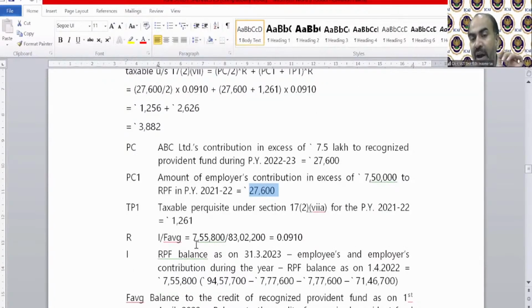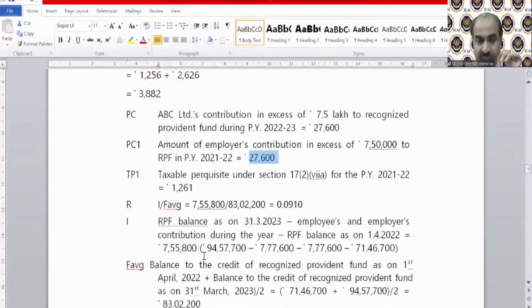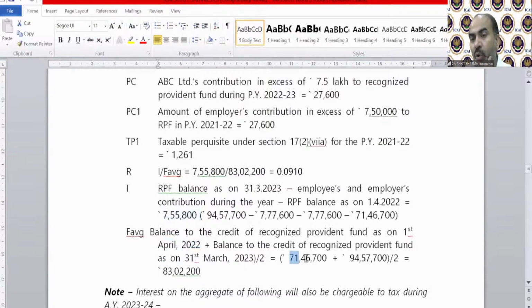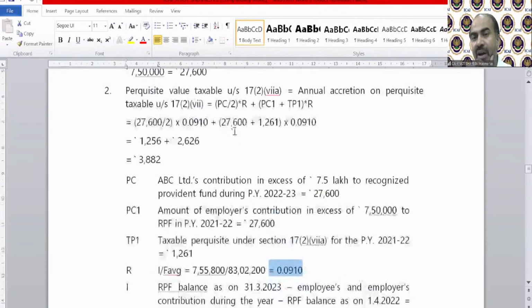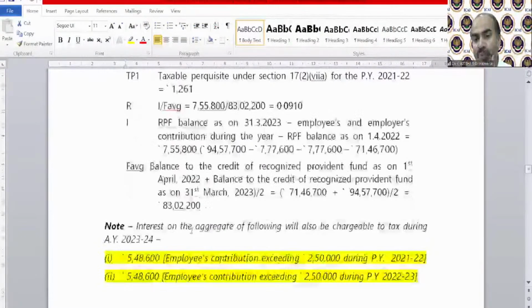Now we need to find I upon F average, total perk value, total fund balance less contribution value and the closing value. So we'll find out our I is 755,800 and the average is opening balance and closing balance divided by 2. So that will also come 8302200. That will be our R. We'll put our R into these values and the final figure will be 3882.